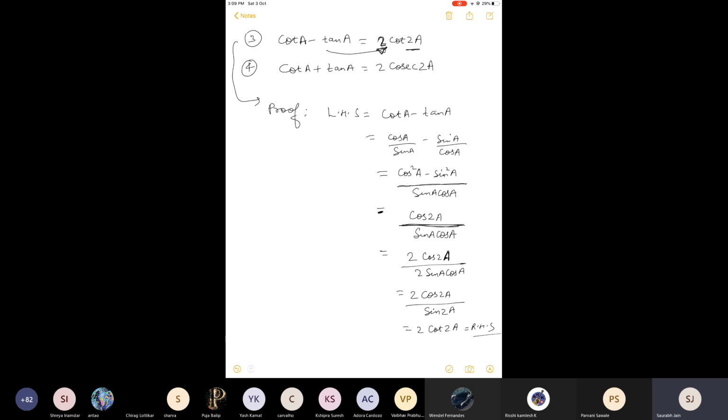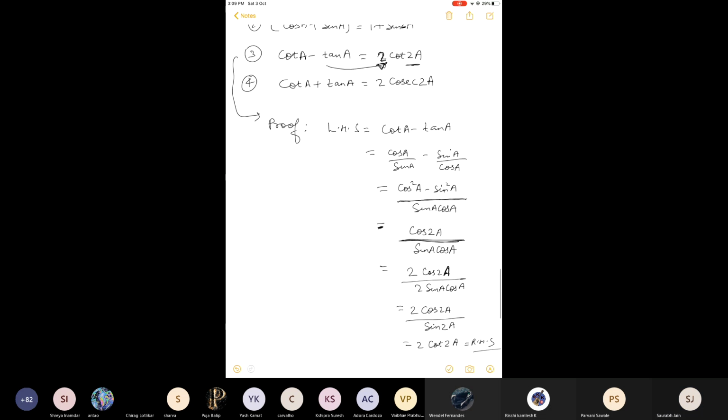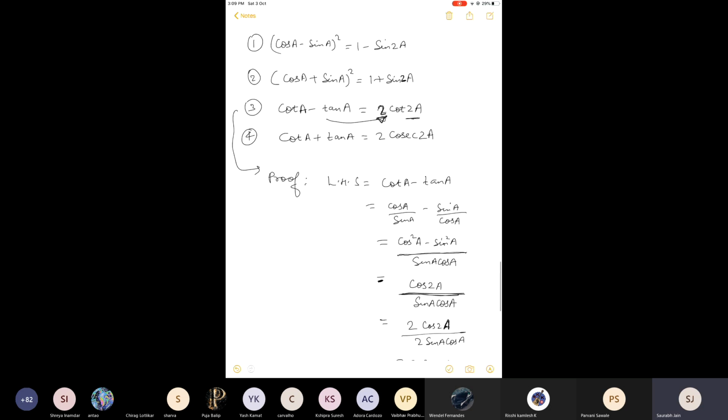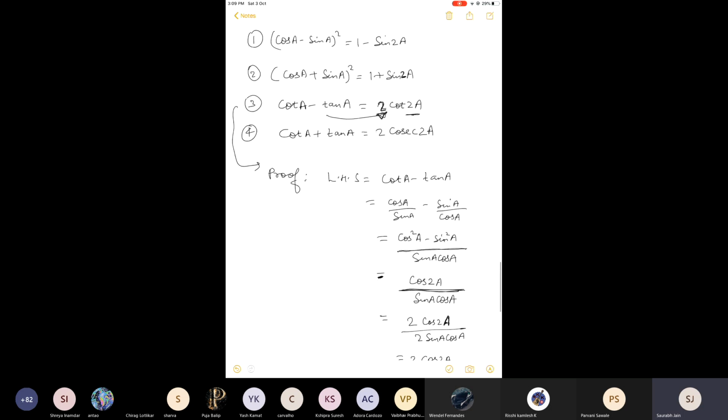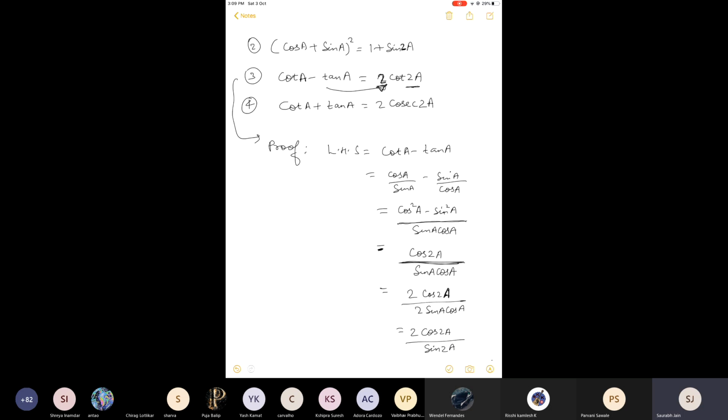Now on a similar basis, you can prove the fourth one. Change this cot A plus tan A into cos and sin, take the LCM, and you will get the answer. So these are four important results: cos A minus sin A whole square, cos A plus sin A whole square, cot A minus tan A, and cot A plus tan A. Alright, these are the first four.